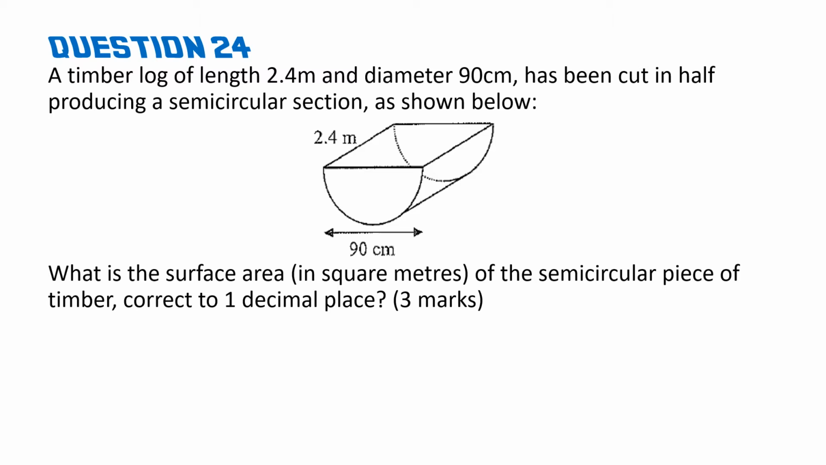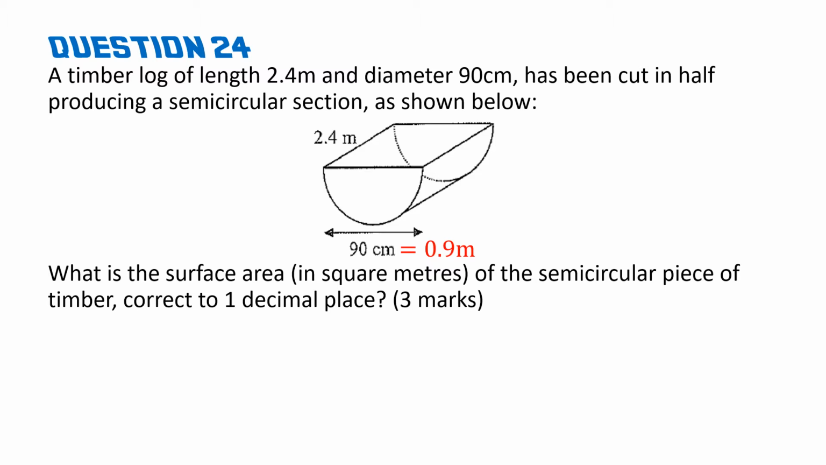Now, hopefully the first thing that we notice is that our length is in metres and our diameter is in centimetres. We want an answer in square metres, so the best thing to do is to convert our 90 centimetres into metres. Centi means 100, so there's 100 centimetres in a metre, so that 90 centimetres is 0.9 metres. Now that all of our measurements are in the same units, i.e. metres, we can actually proceed.